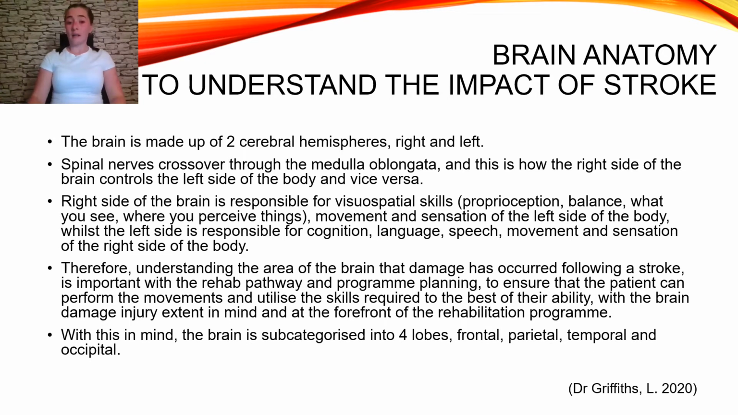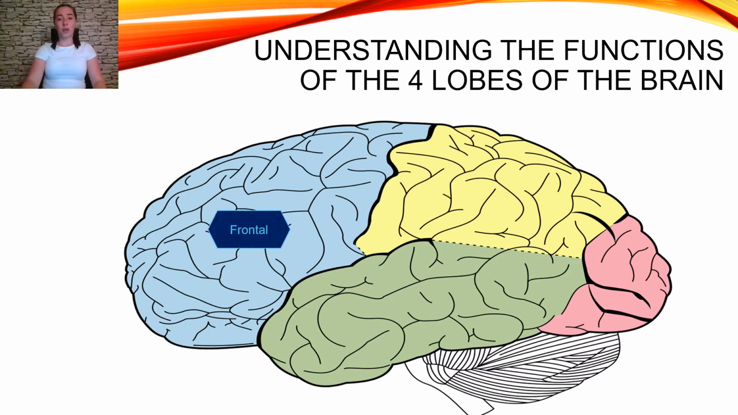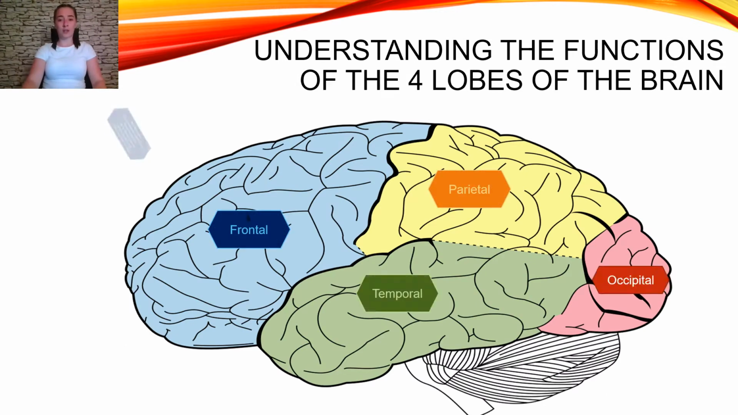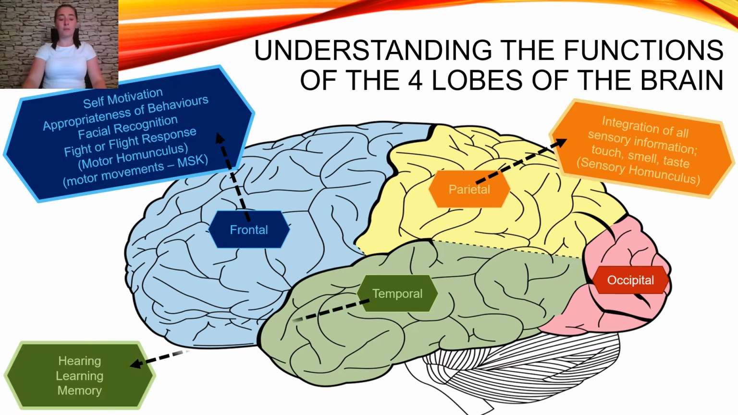With this in mind, the brain is subcategorized into 4 lobes: frontal, parietal, temporal, and occipital. On the previous slide, I mentioned the 4 lobes, and here I talk about their functions. So the frontal is responsible for the motor movements, parietal is responsible for sensory information, temporal is hearing, learning, and memory, and occipital is vision and perception.